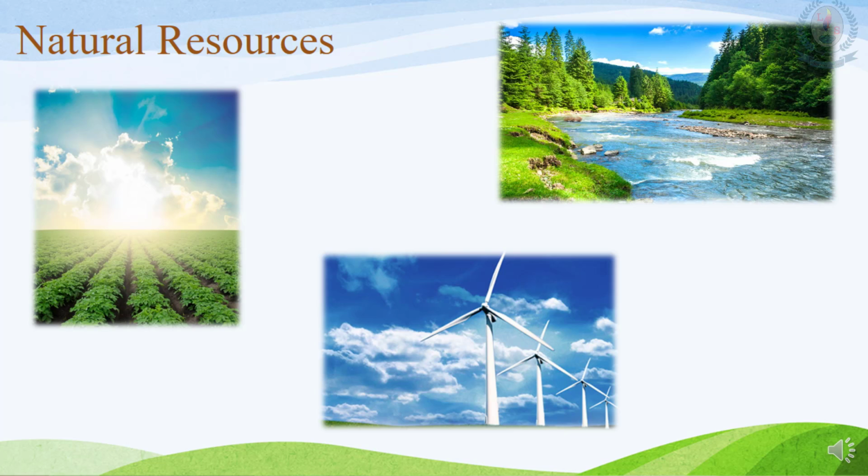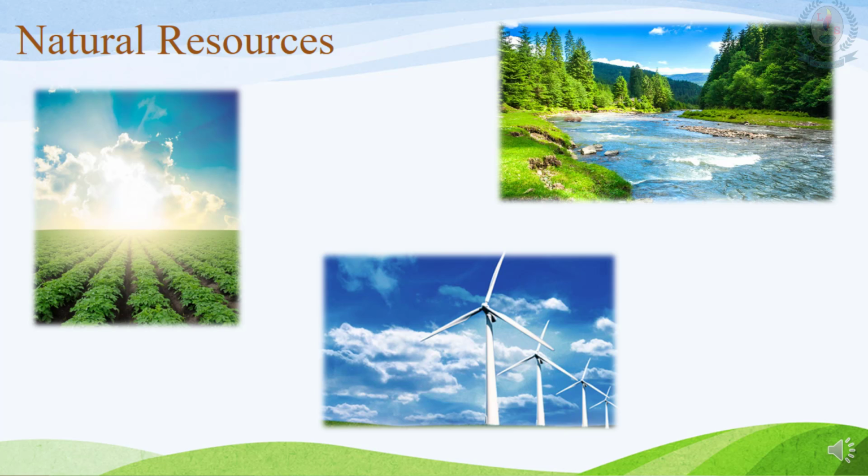So children, now let's discuss a few examples of natural resources. The first one is sunlight. As you know children, sunlight or the sun is our main source of light energy. So sunlight gives us the ability to see, but other than that, there are so many uses of sunlight, such as plants use sunlight for photosynthesis. And also children, nowadays, sunlight is used to generate electricity even.